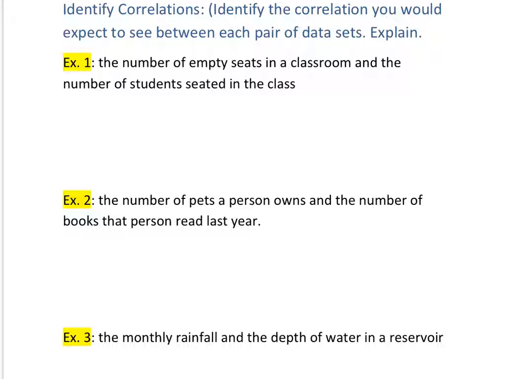For example 1, the number of empty seats in a classroom and the number of students seated in the classroom. As the number of empty seats in the classroom increases, so we get more empty seats, the number of students seated in that class would theoretically decrease. Because they are opposite, one's increasing and one's decreasing, this is a negative correlation.